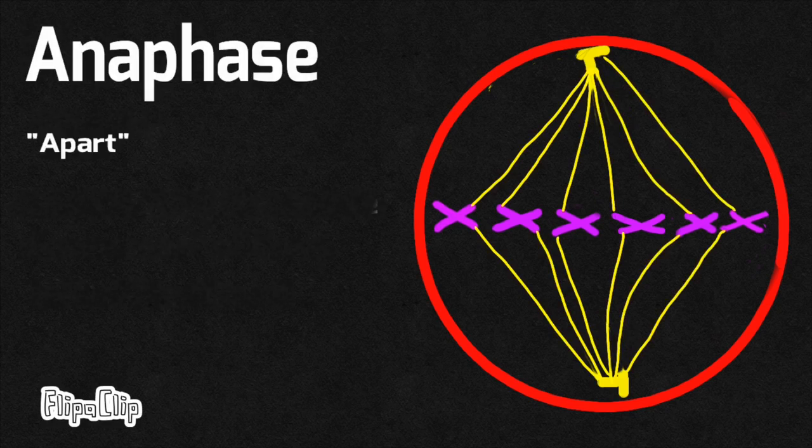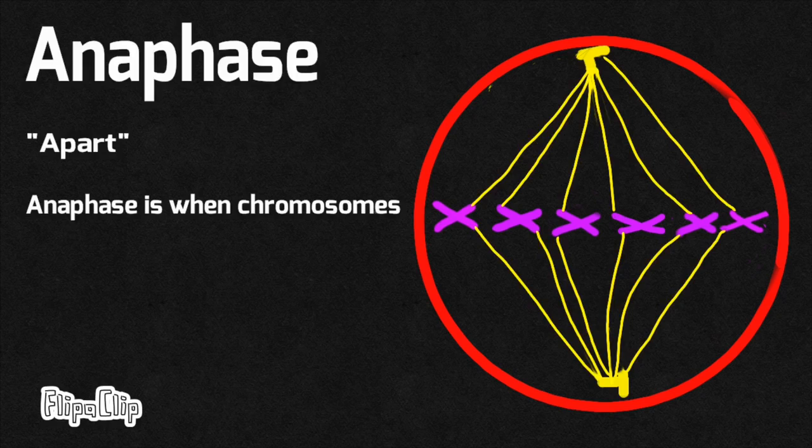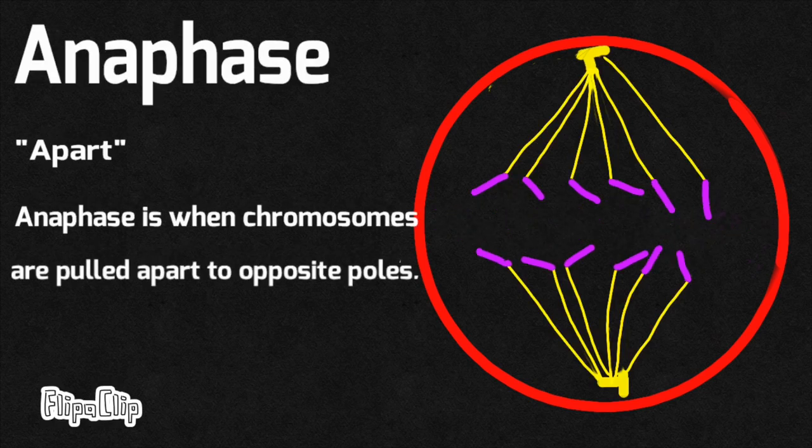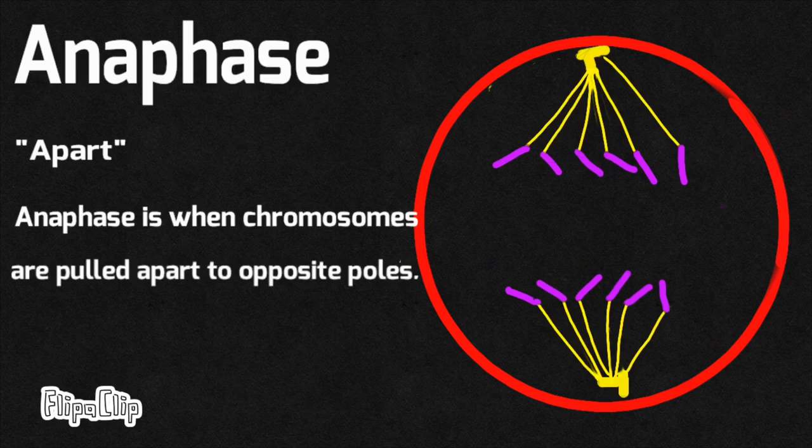Anaphase, the third stage of mitosis. This is where the centromeres split apart, which causes the chromosomes to separate due to the shortening of the spindle fibers. Then finally, the chromatid pairs start moving to the opposite sides of the cell.